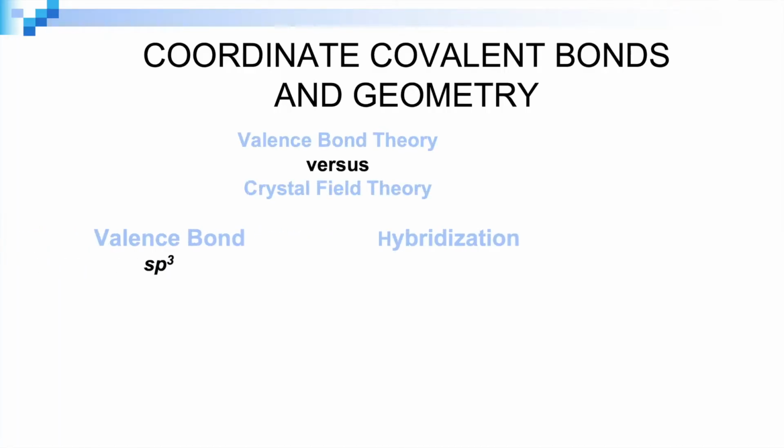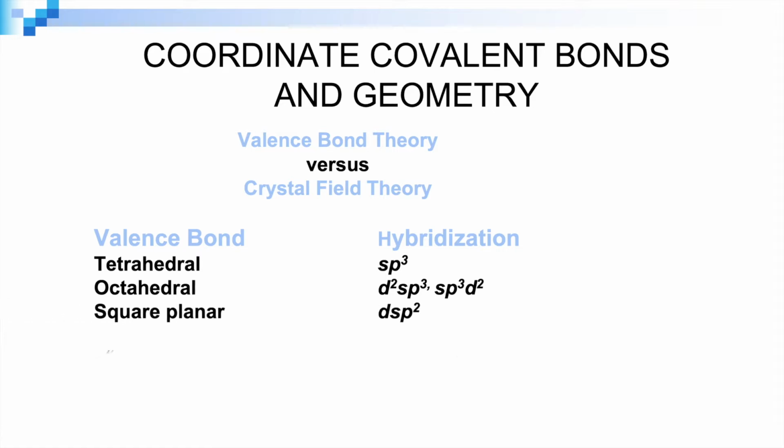Before that, let's recap the difference between valence bond theory and the crystal field theory. Don't worry too much, the crystal field theory, CFSE or CFT, we will learn next week. For the valence bond theory, you can determine the hybridization of the tetrahedral, the octahedral, and also square planar.